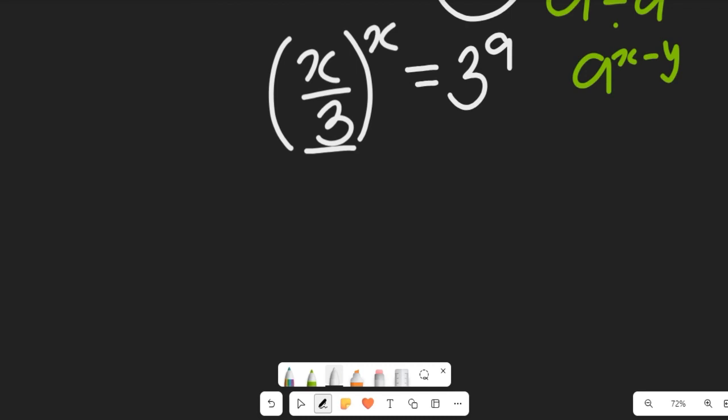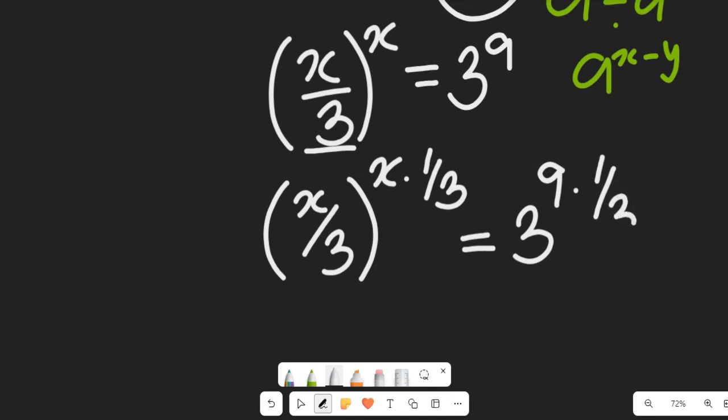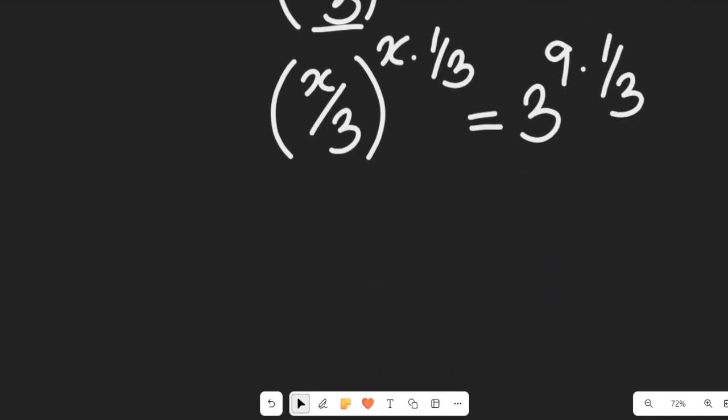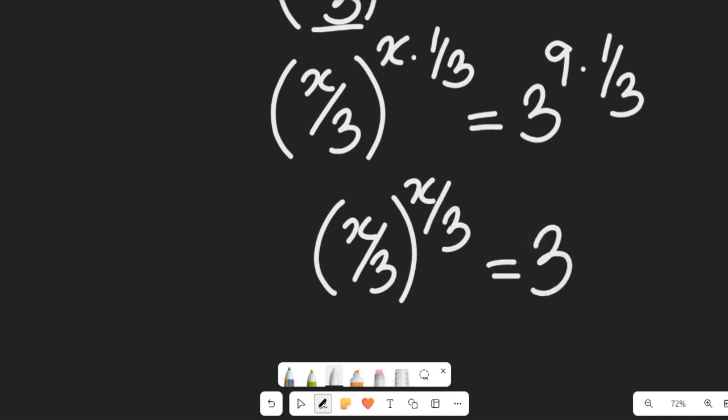So if we do that, we're going to have (x divided by 3) all multiplied by x multiplied by 1 divided by 3, right? And this will be equal to 3 to the power of 9 multiplied by 1 divided by 3. So this expression is going to give us the value of (x divided by 3) all to the power of x divided by 3, right? And this will give us 3 to the power of 9 divided by 3. While we have 3 here, 9 divided by 3 will give us 3.